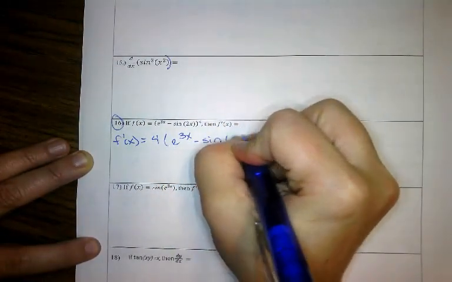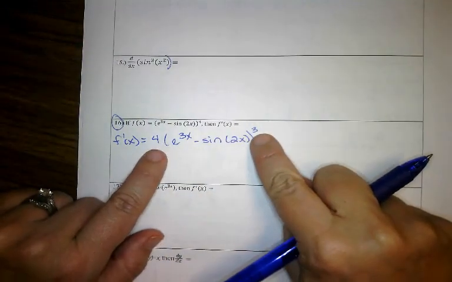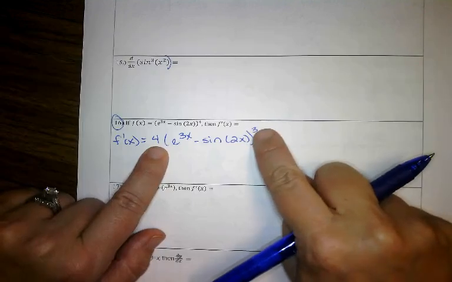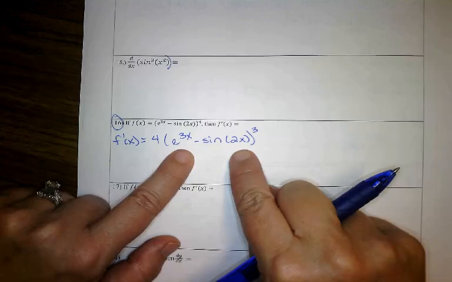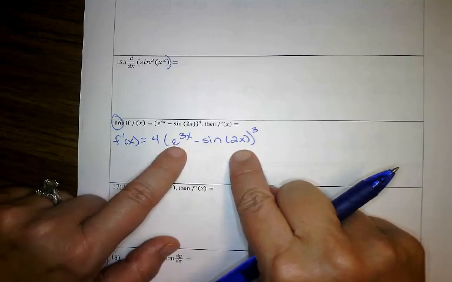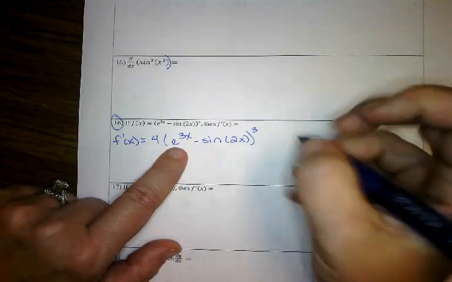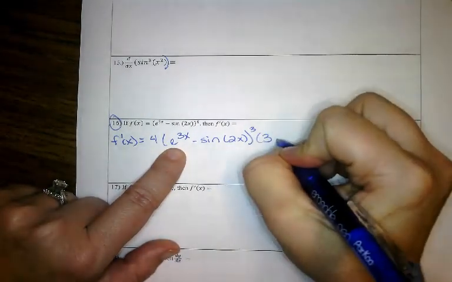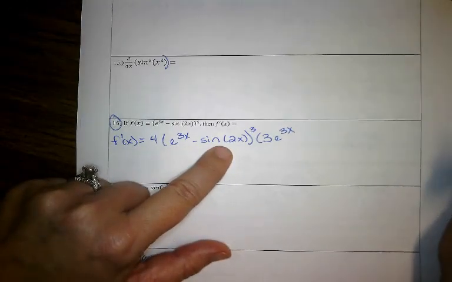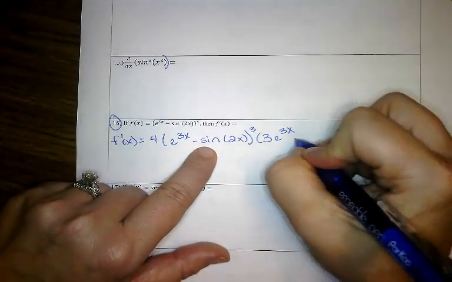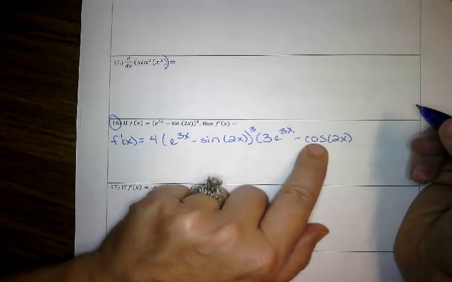Decrease that by 1. So I did the outside function, I multiplied, decreased it by 1, and I left the inside the same. Now I'm going to multiply by the derivative of the inside. So I'm going to start with this one. The derivative of this is derivative of the stuff times e to the stuff. Derivative of negative sine is negative cosine. But then I also have to do derivative of this times 2.